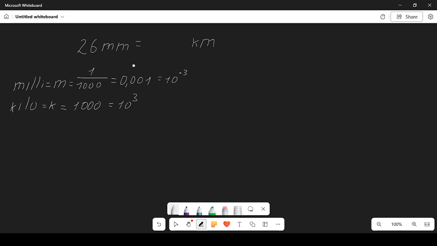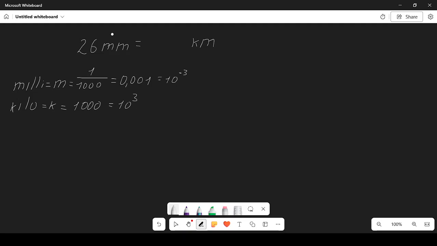And what we want, again, returning to our problem: we want to present 26 millimeters in kilometers. When we want to convert millimeters to kilometers, we want to have kilometers here, and we write kilometers here. What we want, we write. Okay, we wrote kilometers. What in fact did we do when we wrote kilometers?